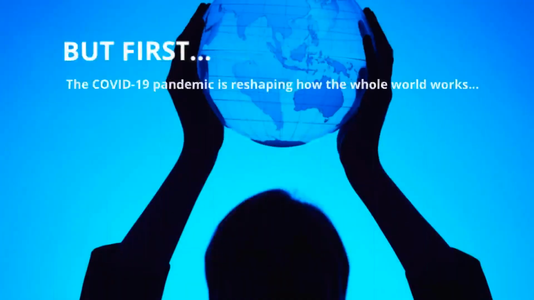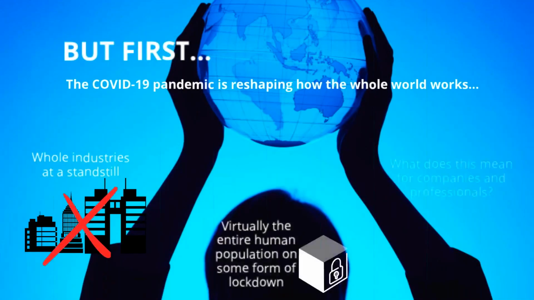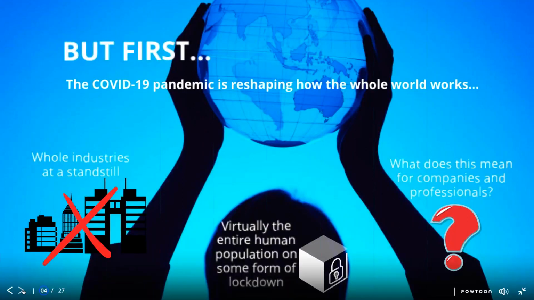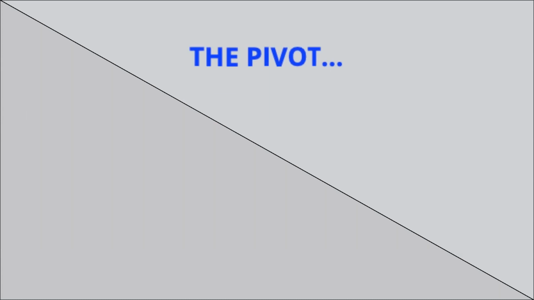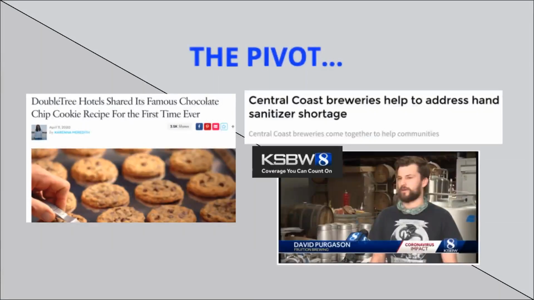But first, ladies and gentlemen, the COVID-19 pandemic is reshaping how the whole world works. We have industries at a standstill, virtually the entire human population on some form of lockdown. And the question is, what does this mean for companies and professionals? We have a number of companies that are trying to execute some kind of pivot, right? Either they're in hospitality, they're in some industry that is being limited or shut down.